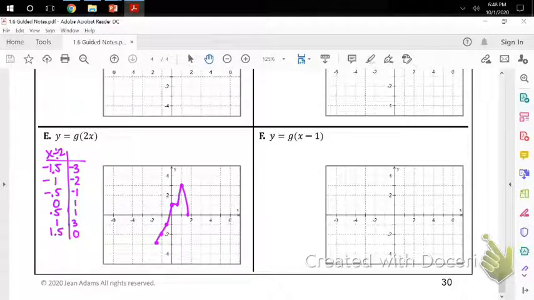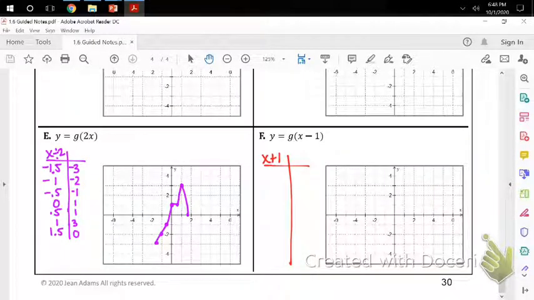And then F. F says g of x minus 1. So we know that that x minus 1, the minus 1 is with the x, so it's horizontal. It's being subtracted, so it's a shift. Minus 1 is going to go to the right one. So what are we going to do to our x's? Well, it says x minus 1, and we're going to do the opposite. So we're going to add 1 to our x's.